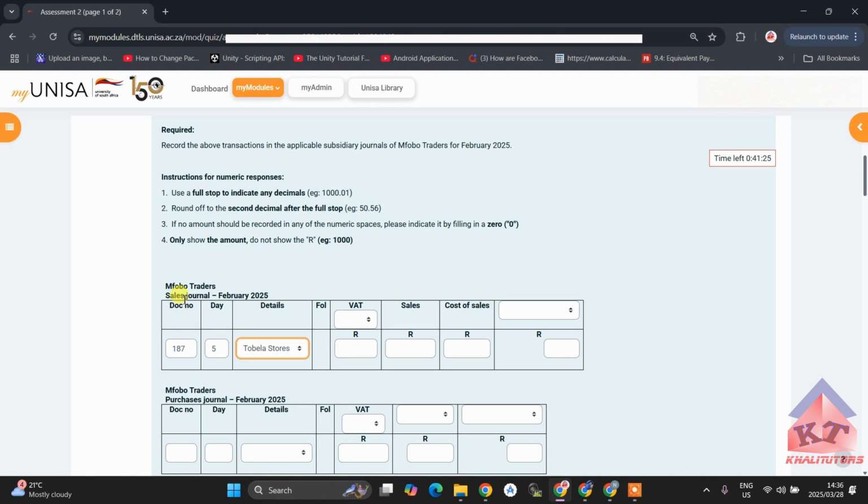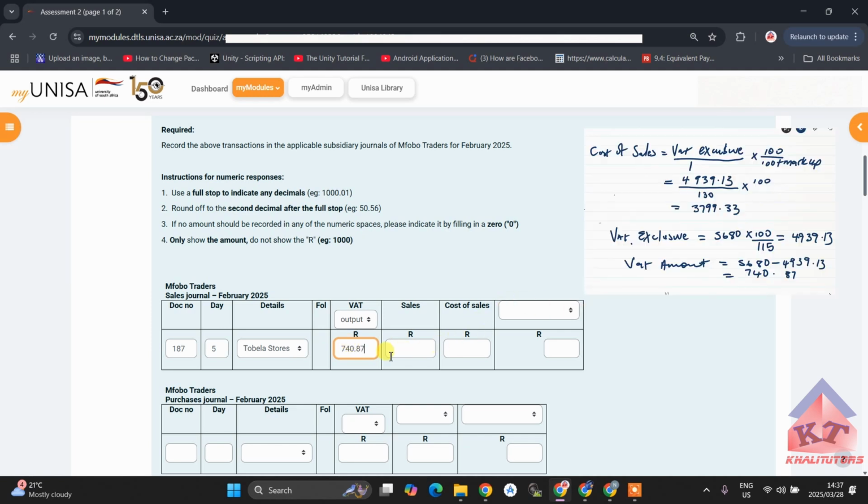Okay, since this is your sales journals, so whenever we are selling things to others, we must collect VAT on behalf of the government. So we are charging people extra for the sake of the government. That money doesn't belong to us. So this is going to be VAT output. We are saying it's output because it will go out of the business. And then in this case, the VAT is going to be 740.87.